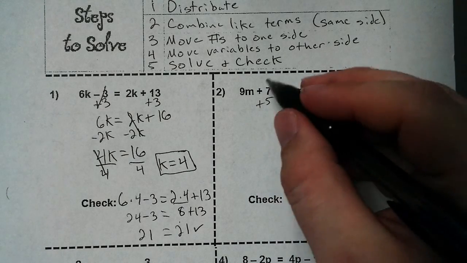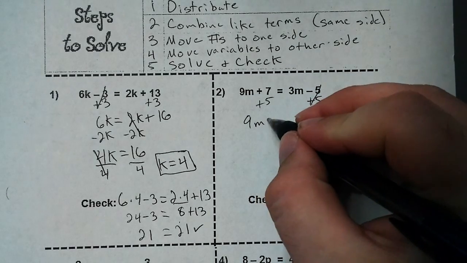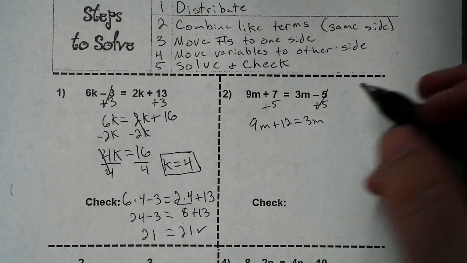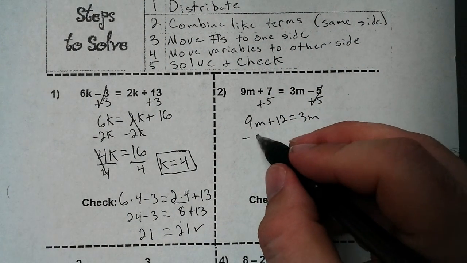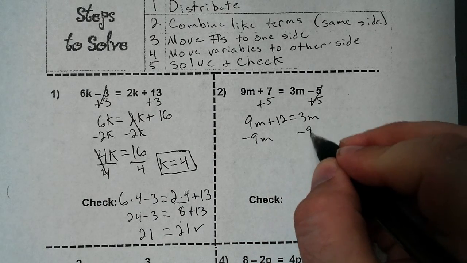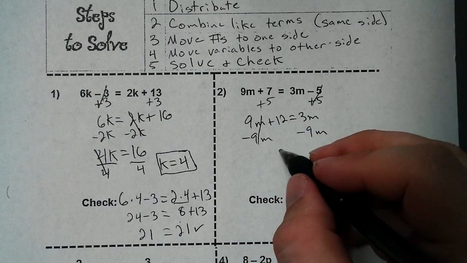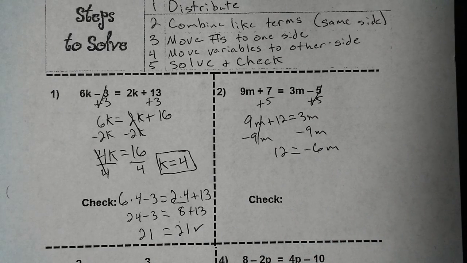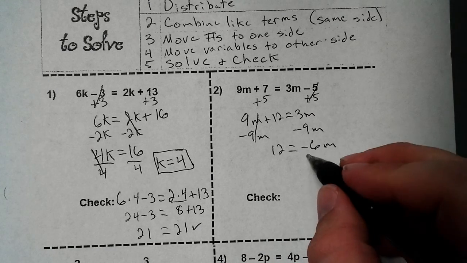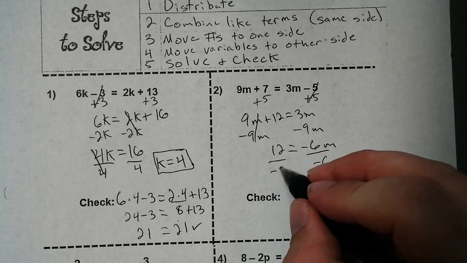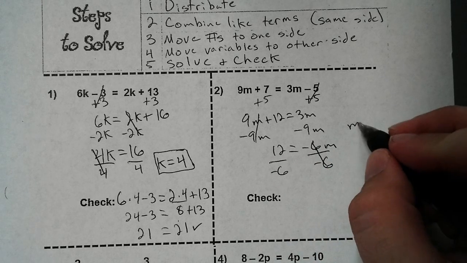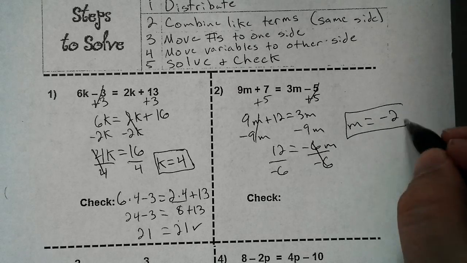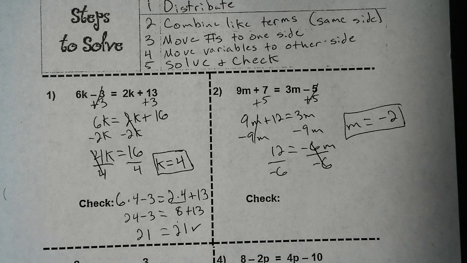Those cancel. That'll be 9m plus 12 equals 3m. Now move my letters to the other side, so I'm going to subtract 9m. Those cancel. I get 12 is equal to negative 6m. And then now we move to our last step, solve and check. Divide by -6. And I get m is equal to -2. So I still got my solution even though it was on the other side.